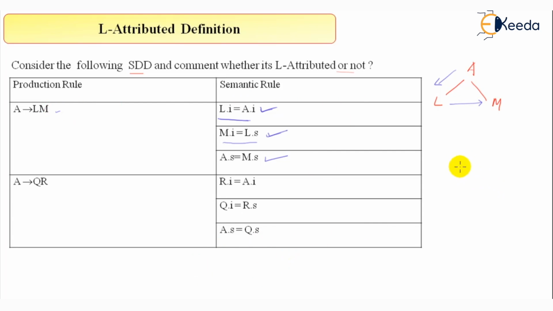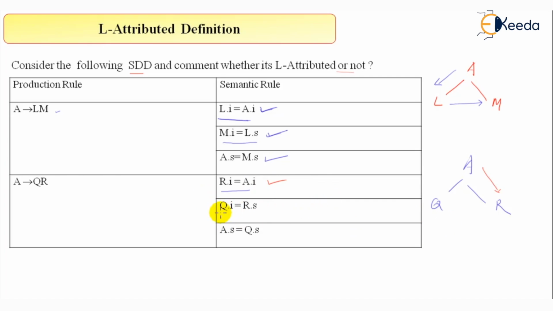Now we come to A is equal to QR, where A derives Q and R. So R dot I is equal to A dot I. That is okay, R inherited will take the value from the parent. Then Q dot I is equal to R dot S.